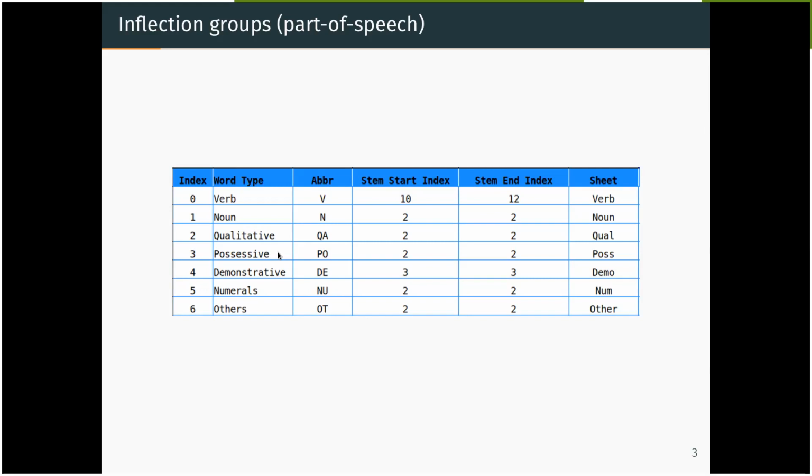So another inflection group is possessive pronouns. Possessive pronouns are things when you say wanje, as in umwana wanje. So wanje, that's a possessive adjective. Then demonstrative adjectives: uyu, uriya, wa. So those are demonstrative adjectives. Then you have numerals, or things that are expressing numbers: rimwe, kabiri, abantu batatu, barindwi, icumi.